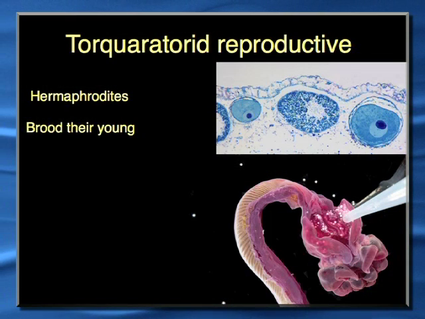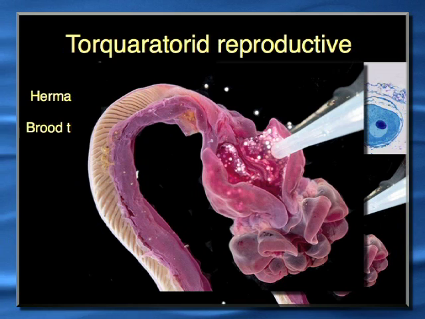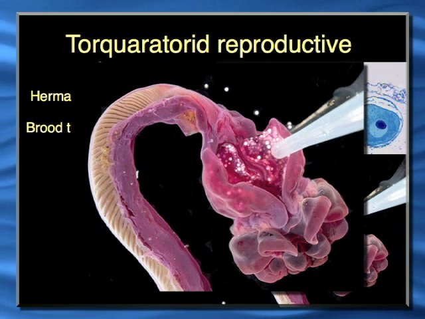They brood their young. This is brand new information. Here you can see a little larvae. If you pull open these flaps, we call them the gonadal wings, the inside of that tissue is just packed with eggs and with developing larvae.